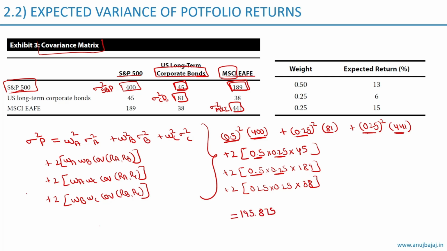195.875, and the standard deviation equals the root of this value. So the standard deviation is 14%. This value over here was in percentage squared, and we get the standard deviation in percentage terms. So this is how you calculate the variance, or the expected variance, of the portfolio when we have 3 assets.